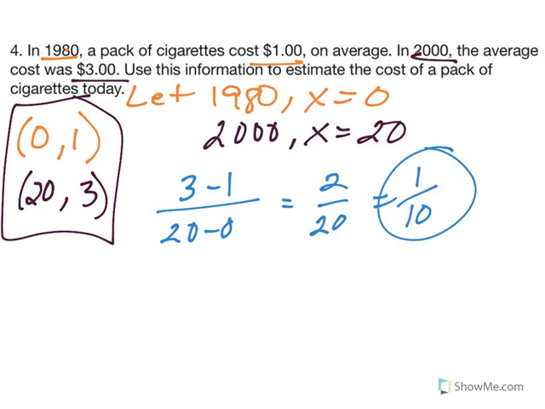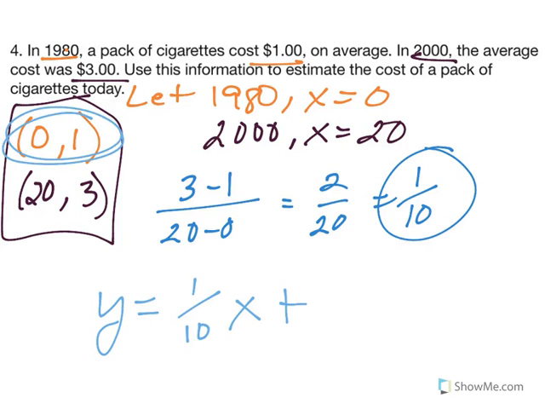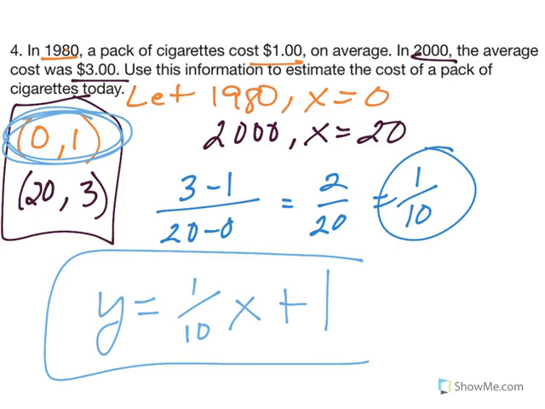Good, I do have more room. So I can write the equation, y equals 1/10 x. What did I start with? An x value of 0, so my y-intercept is 1. So I now have a model for the price of cigarettes going up, right? So for every 10 years, they go up $1, is what our slope tells us.